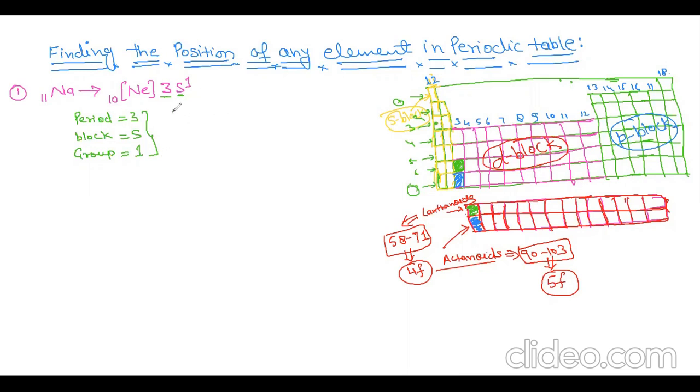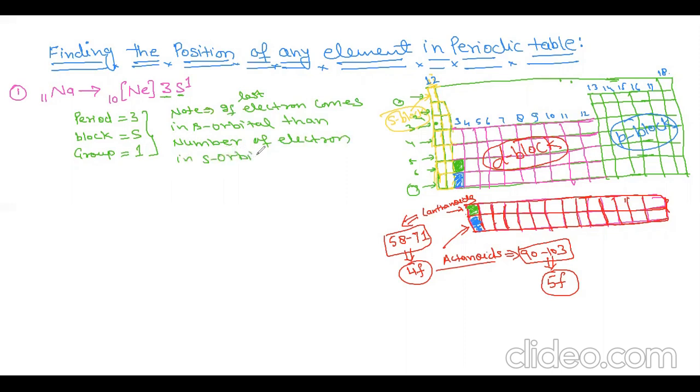Now write the note point. If the last electron comes in the s orbital, then the number of electrons in the s orbital is equal to the group number.